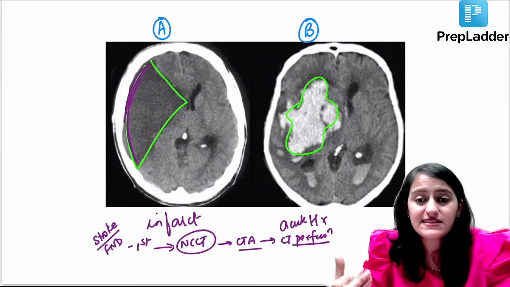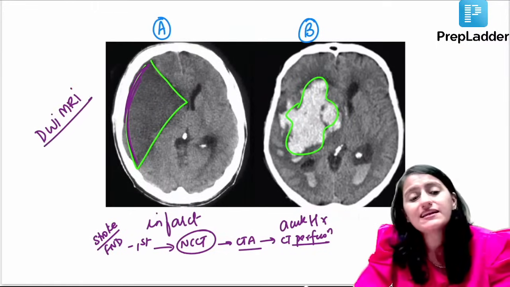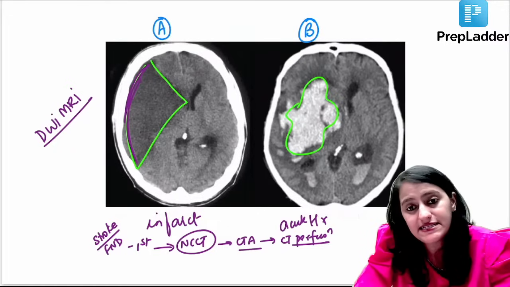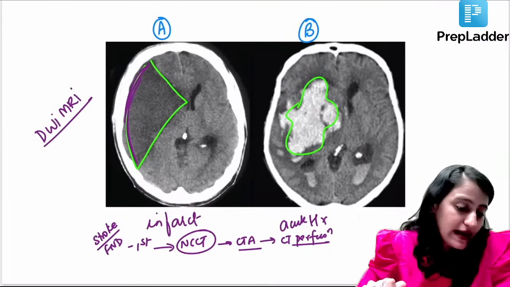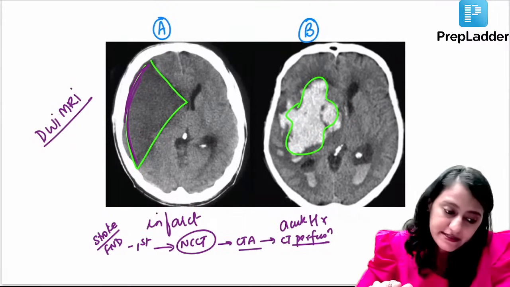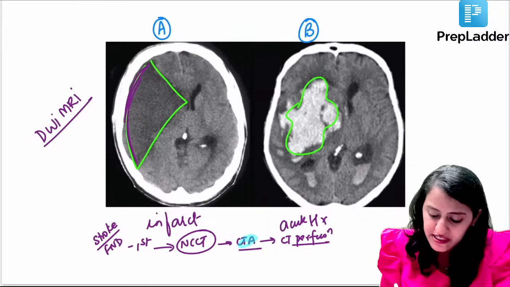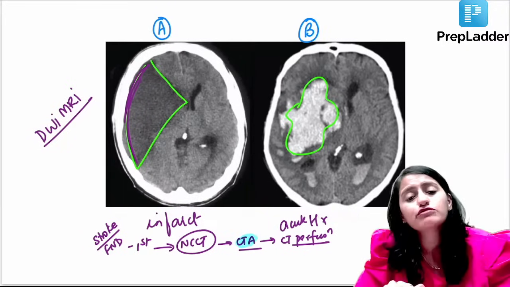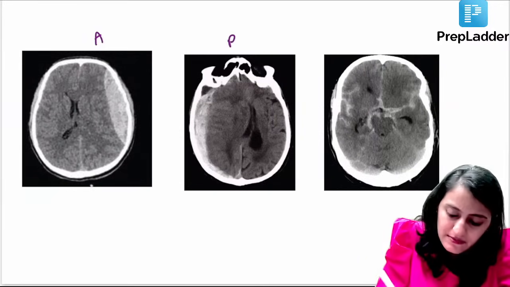What is most sensitive for acute infarct is DWI MRI. The early infarct cannot be seen on CT. CT can be normal in acute early infarct, but DWI MRI will pick that up. Okay? This is your INI CET question as well. You do CT angiography after NCCT to look for what vessel is occluded. Okay? Going to next one, image ABC.